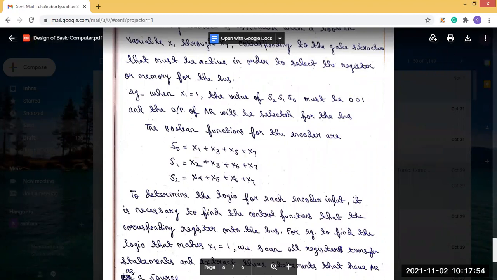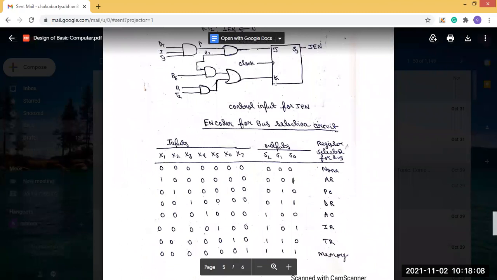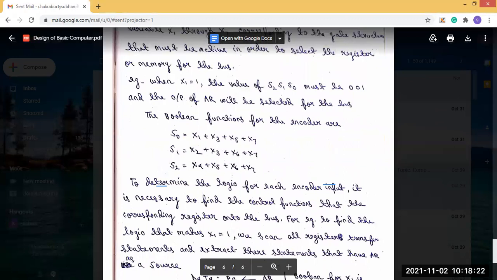That means that register's control functions onto the bus need to be found out. For example, to find the logic that makes x1 equal to 1. When x1 is 1, at that time the address register is selected for the bus. So we will see.